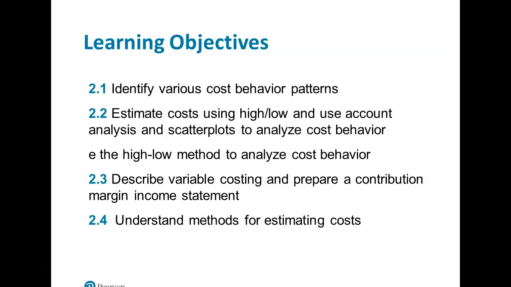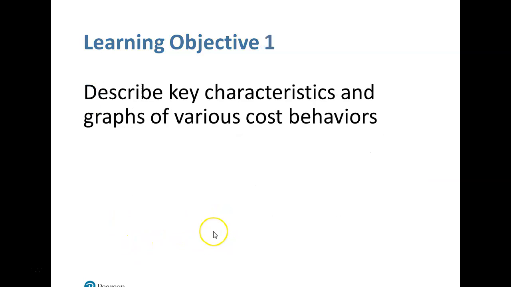We're going to talk about variable costing. What is variable costing? And we're going to be talking about a contribution margin statement and how it's different than a standard income statement. We're going to talk about costing methods, how to estimate costs. How do we estimate cost? How do we track costs? And when costs move in a certain way, what can we use to understand and predict costs?